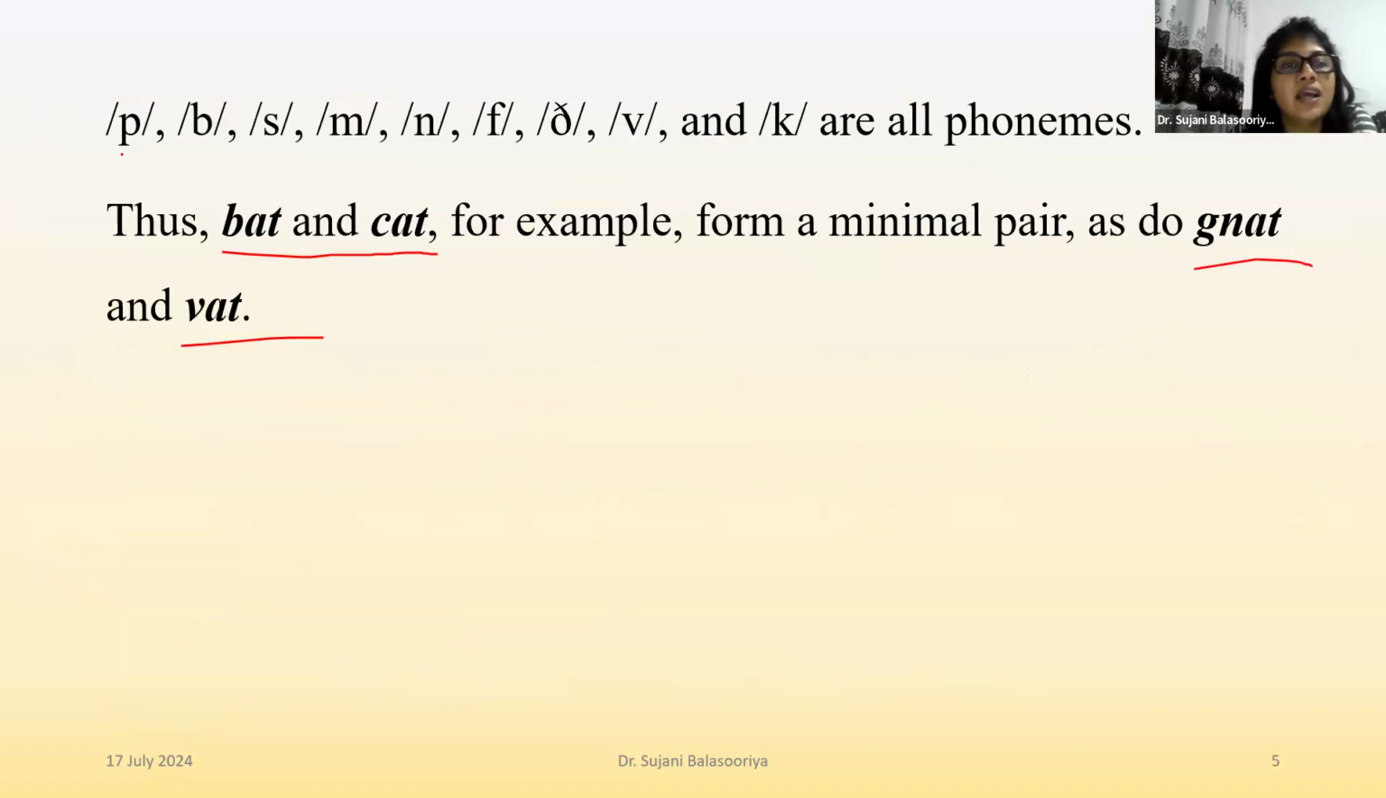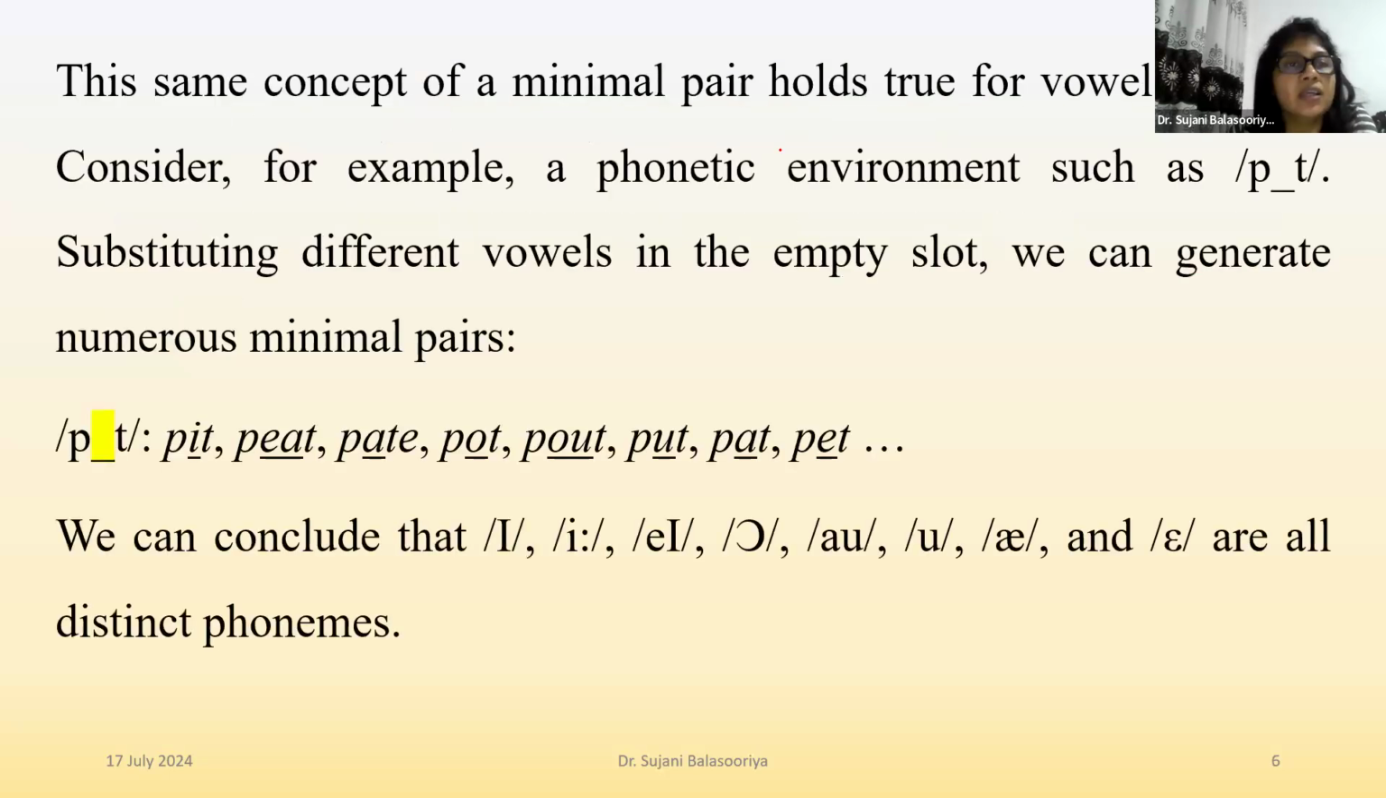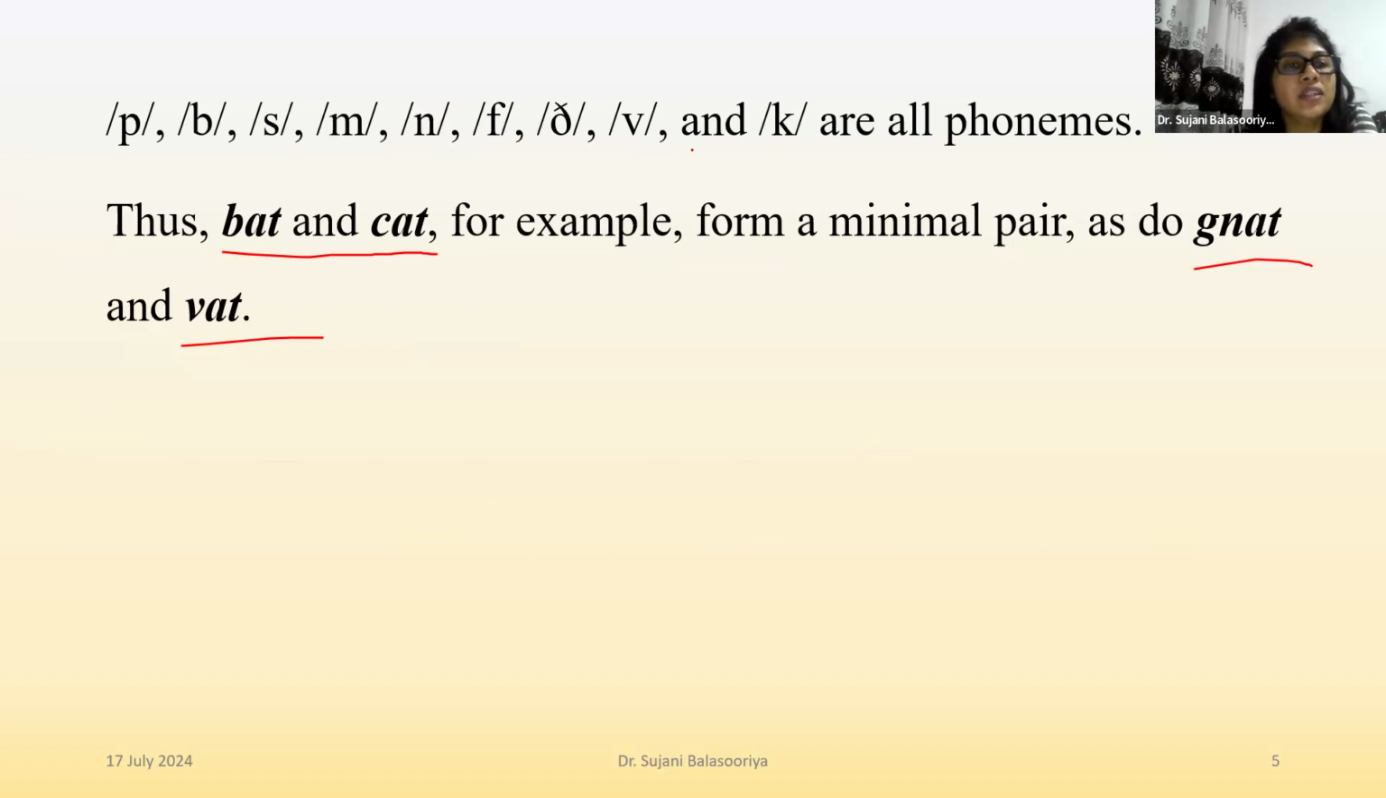Now here I have given you clearly the point. P, b, s, m, n, f, th, w, and k are all phonemes because they make different words.